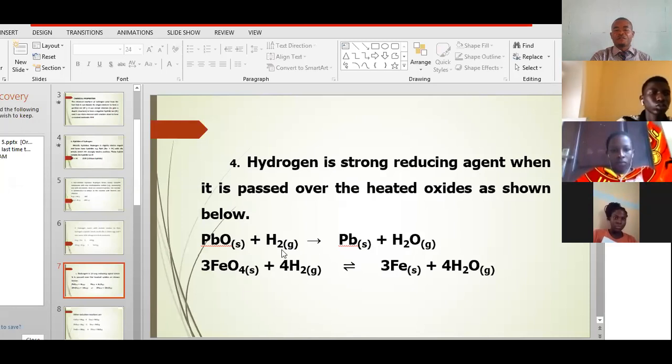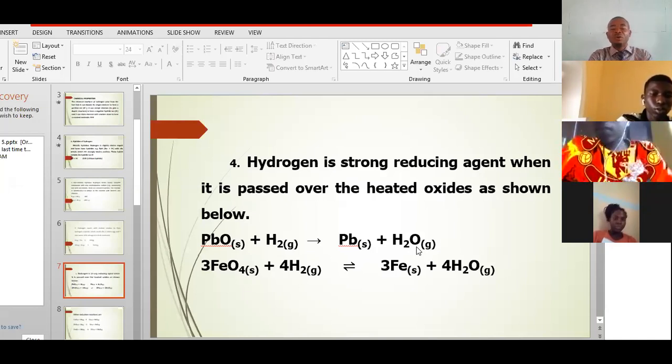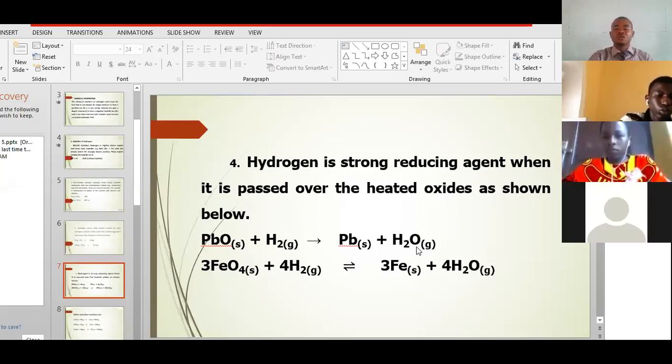Remember, from your reactants, there is no oxygen attached to the hydrogen atom here. But at the product side, you have oxygen attached to the hydrogen. This means hydrogen removes the oxygen atom from lead(II) oxide to form lead solid and a molecule of steam. That is a reduction reaction. Do you understand?